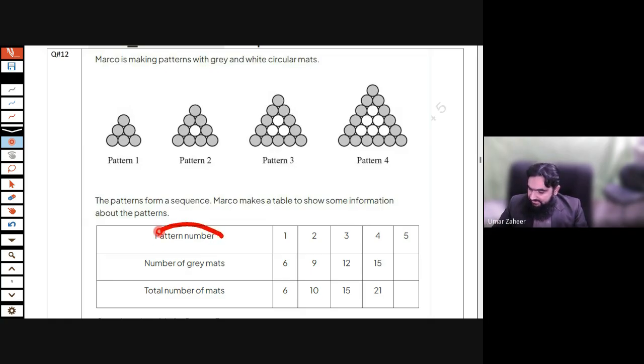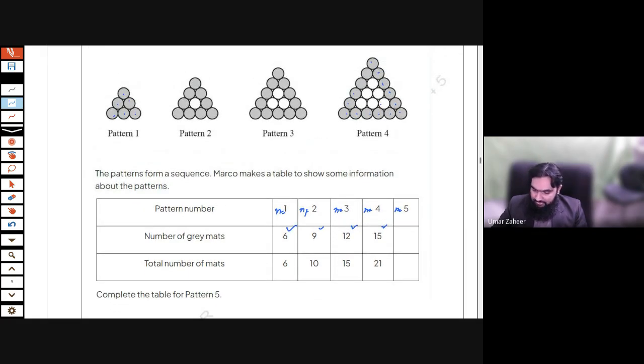Look here. He says that the pattern number is 1, 2, 3, 4, 5. It means n is equal to 1, n is equal to 2, n is equal to 3, n is equal to 4. The number of gray mats in the first pattern is 1, 2, 3, 4, 5, 6. It is 6, already written. And in the second one, the number of mats is 9. In the third one, you have 12. In the next one, you have 15. You can count it: 1, 2, 3, up to 15. All right.